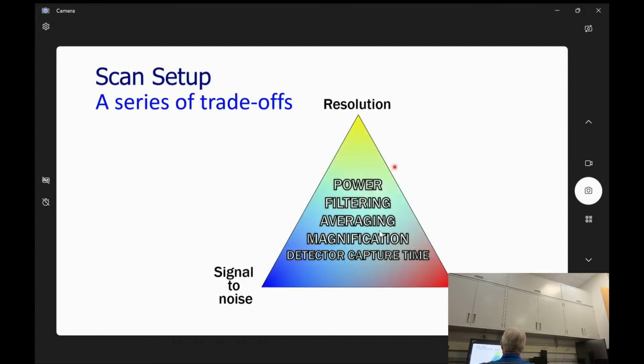Anytime that we're scanning, we're going to be trading off between resolution, speed, and signal to noise. Sometimes we're going to go pure speed. Sometimes we're going to try to do as best as we can on resolution. But our parameters are going to be kV, power, filtering, averaging, magnification, and detector capture time.